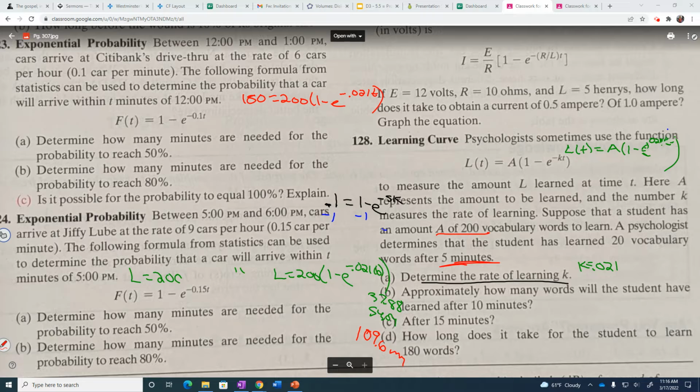So just go through your steps as well. Oh, really? If you just did 0.02? Okay. Any other questions?